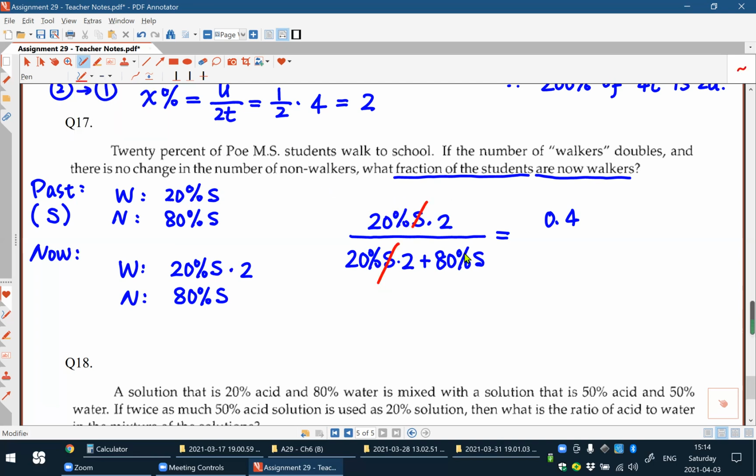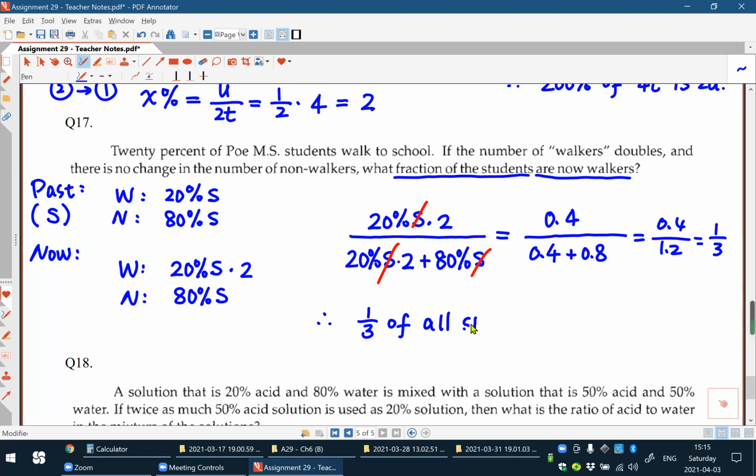So all the S's are gone. 0.4 plus 0.8, right? Okay, so basically 0.4 over 1.2, which is 1/3, right? Okay, so what is the conclusion? The conclusion is 1/3 of all students are walkers.